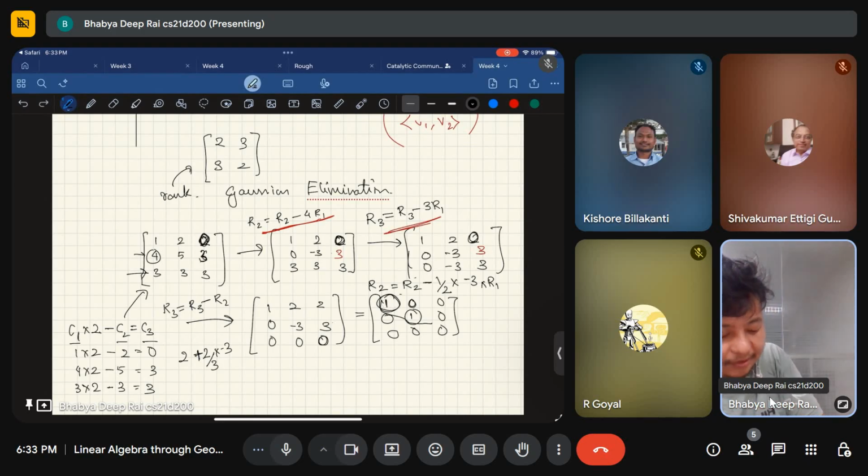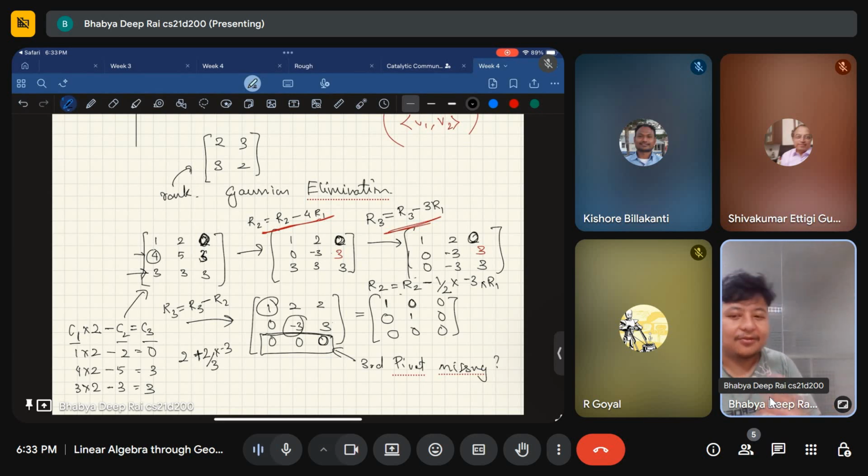Now you see that there is a problem already, because here there is no third pivot element, because a pivot needs to be non-zero. So you have 1, you have minus 3, and the third pivot is missing. So let's say this has 2 pivots. So the rank is 2, which means it is not full rank, which means that there are linearly dependent vectors here.